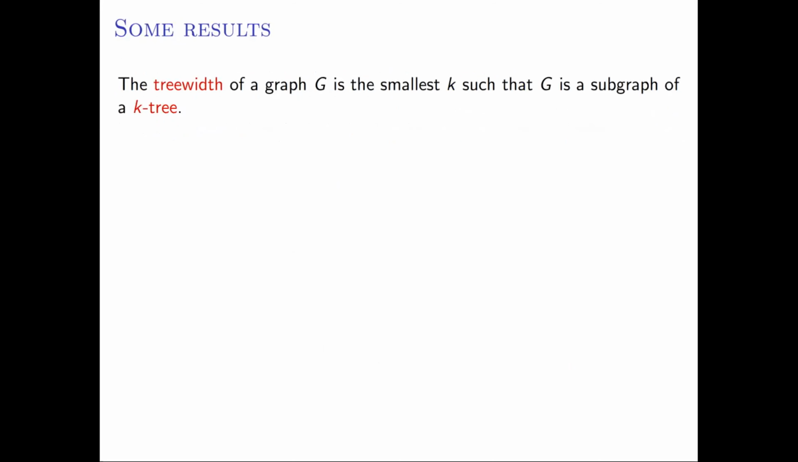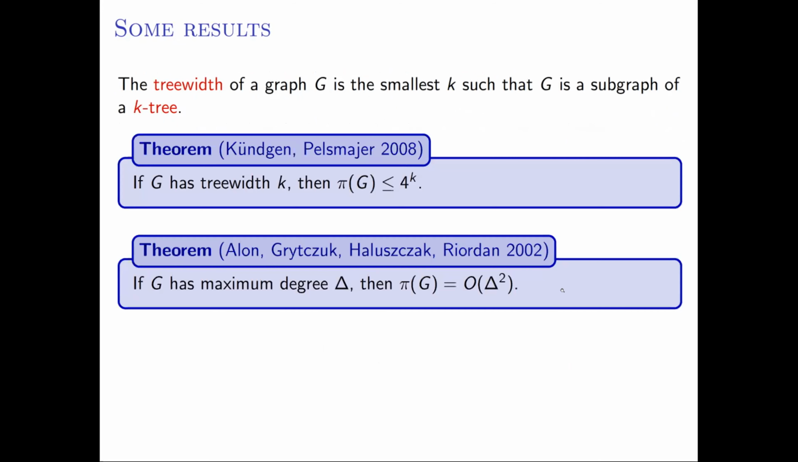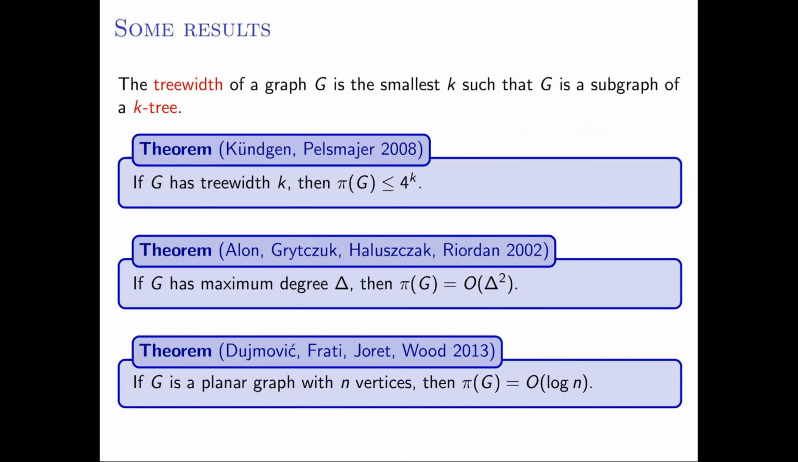So yeah, what do we know about this problem? We are going to need results about tree widths. So fortunately, it was proved by Kündgen and Pelsmajer that if the tree width is k, then pi is at most exponential in k, 4 to the k. So we're going to need that. An interesting other result is that for graphs of bounded degree, pi is also bounded. And prior to our work on this problem, the best known bound for planar graphs was log n. So it was quite small, but increasing with n.